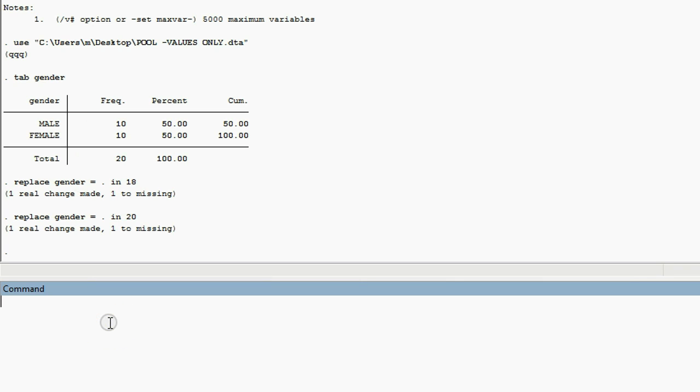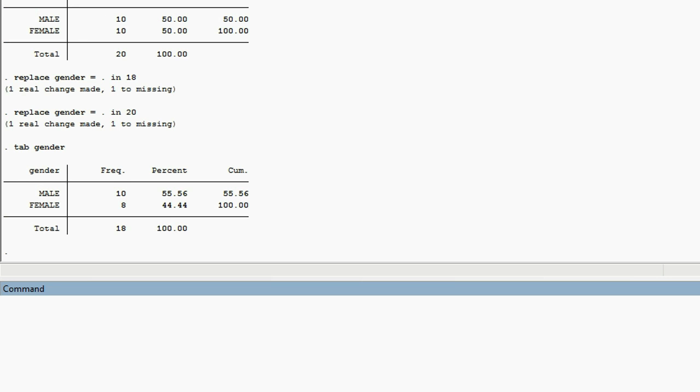So if we come back here and we type tab gender, now the computer tells us that 100% of the variable gender is only 18 observations. And there's 10 for men and 8 for women. The other two are not reported here at all. But notice 100% became 18. 18 became the new 100%.